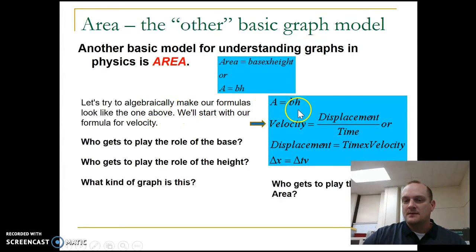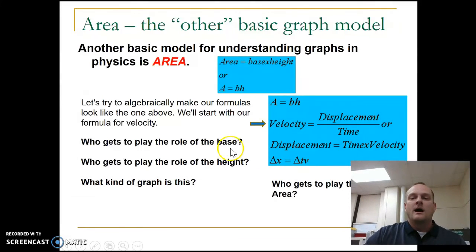If area is base times height, and I know velocity is displacement over time, I could rearrange this to say displacement is time multiplied by velocity. I get there just by multiplying both sides by time. If I multiply this by time, time cancels, and then if I multiply this by time, I get time times velocity.